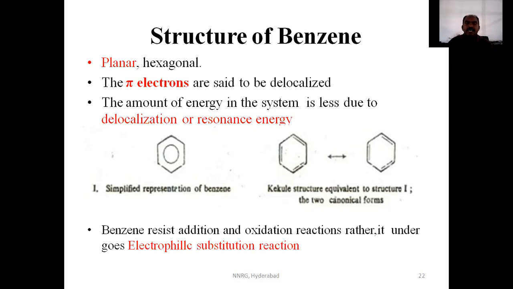Benzene has a resistance towards addition reactions. If an addition reaction takes place, the delocalization or aromaticity of the ring is broken. So benzene is resistant to addition reaction and oxidation reaction. Rather, it undergoes electrophilic substitution reaction, where the benzene, being full of electron cloud, is attacked by the electrophile. So the electrophile is substituted for hydrogen. That is the reason it undergoes electrophilic substitution reaction.